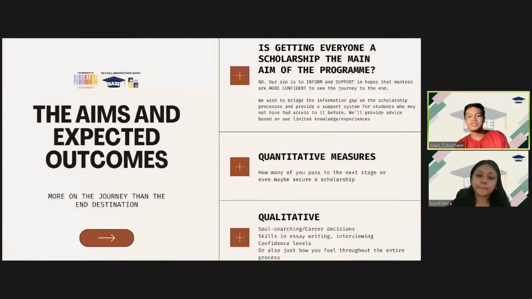Other than that, we also hope to polish your skills in essay writing and interviews, because these are the skills that you will certainly need further down the road in life, maybe for applying to jobs, for applying to universities. These skills will always come in handy when needed. Finally, we also aim to boost your confidence level throughout the application process, because we value the journey more than the destination. So having a smooth journey will certainly get us to the destination better and at a faster rate, I hope. All right, next.